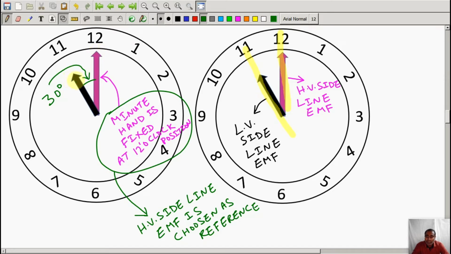So in that way you see, this hand is your LV winding. This LV winding is pointing towards 11. I am writing WDG as the short form for winding. LV winding line EMF is pointing towards 11, and 11 o'clock comes earlier, 12 o'clock comes later, and HV side line EMF is pointing towards 12. So that is the reason we are saying it is 30 degree lead.